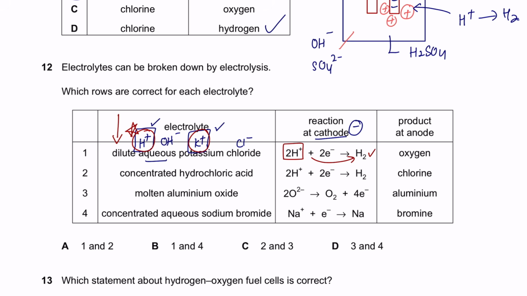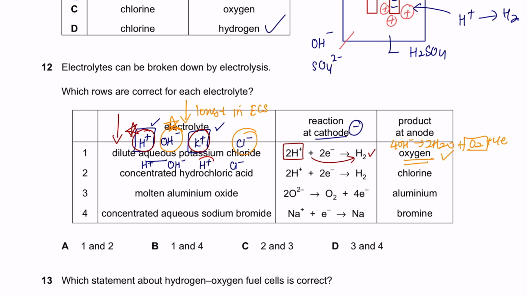Whereas at the anode, you've got hydroxide and chloride, and you will pick hydroxide to be selectively discharged because it is the lowest in the ECS. So hydroxide will be discharged and you will get oxygen as your product. So number 1 is correct. And then for number 2, we are using concentrated hydrochloric acid. So we've got H+ and Cl-. Since this is aqueous, you will get H+ and OH-.